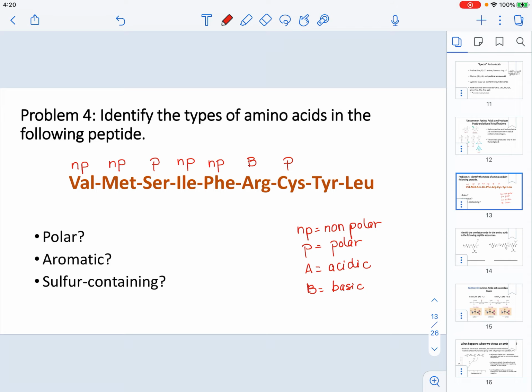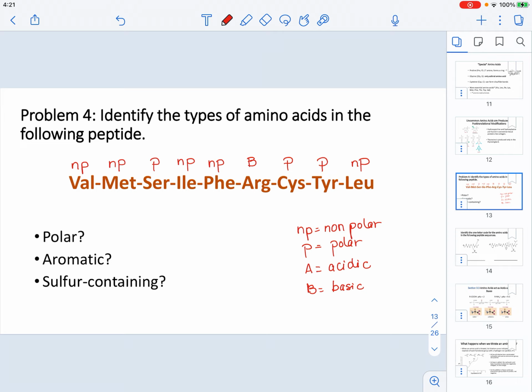We're going to have tyrosine. Tyrosine is also a polar amino acid. And lastly, we have leucine. Leucine is a nonpolar amino acid. So in this little peptide, we do not have any of the acidic amino acids. And remember that that is glutamic acid and aspartic acid. This is the 3-letter codes for the amino acids. Now, taking that into consideration, we have to think, okay, which ones are aromatic?